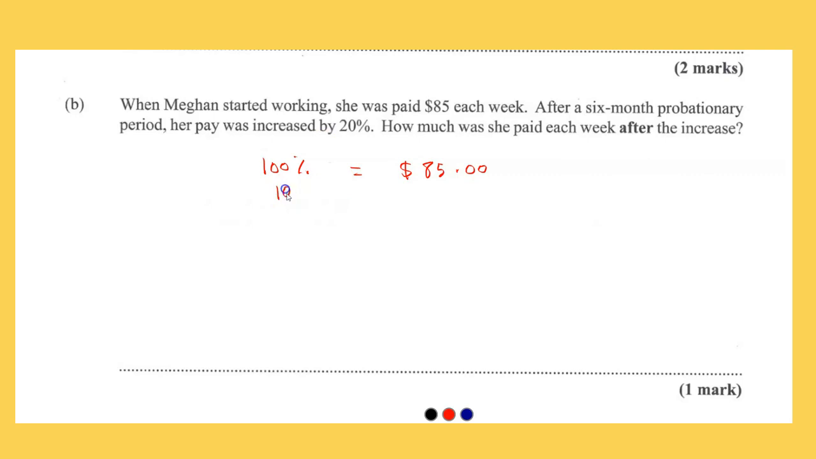So let's do 10% and then we double it. What's 10% of 85? That's $8.50. And another 10%, that would be $8.50. We just add this up, and what we get is $102. So that's the pay she gets each week after the increase. Let's move on to the next part of the question.